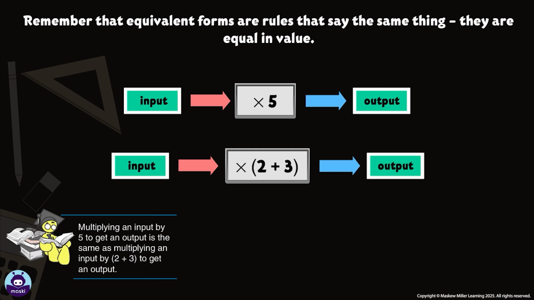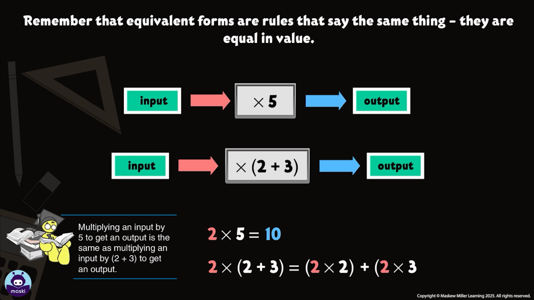The result of multiplying the sum is the same as the result of multiplying the numbers separately. This is the distributive property of multiplication over addition. 2 times 5 equals 10. 2 times (2 + 3) equals (2 times 2) + (2 times 3) equals 4 plus 6 equals 10. Notice that the answers are the same.